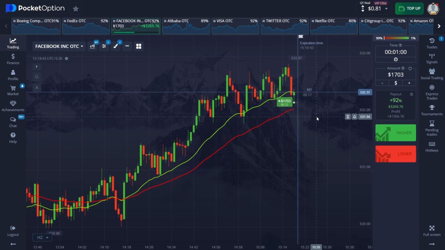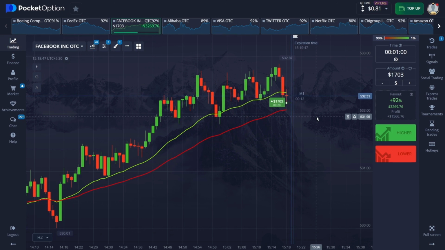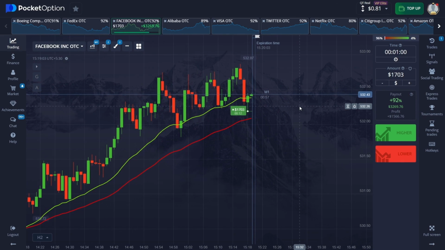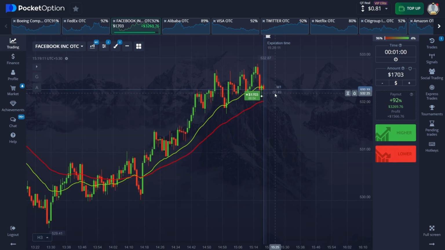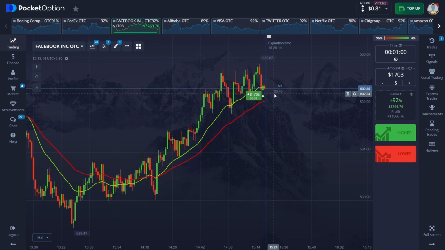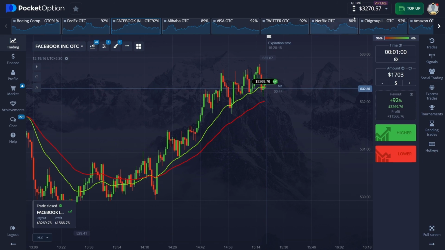Notice that I place all trades in the direction of the trend. Remember this when trading with the moving average. With only 10 or 12 seconds left, the trade is looking good. Just a few seconds remaining, and it's a win. We've won another trade. Our balance is now $3,270 from $10.